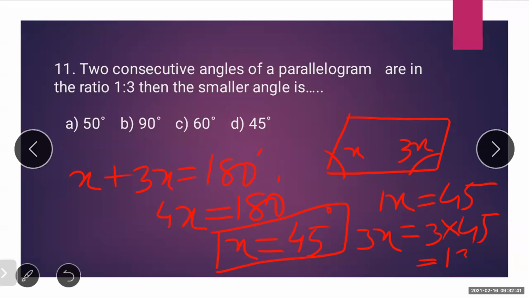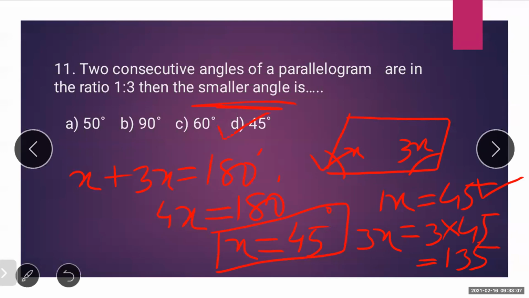135. Okay, now your question is what? Smaller angle. Out of this, x is the smaller angle. So what is the measure of the smaller angle? That is 45 degrees. So the correct option is 45, that is option D.